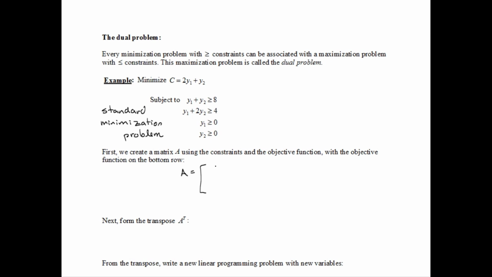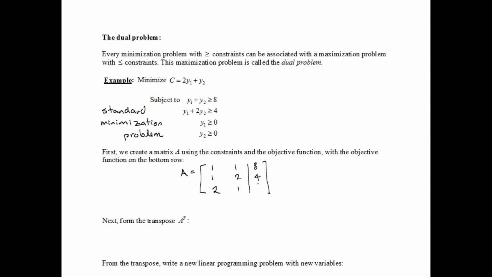So if I start with my constraints, first constraint gives me coefficients of 1, 1, and a right-hand side of 8. Second constraint, I have 1, 2, and a right-hand side of 4. That's all of my constraints. Now I move to my objective function. My coefficients of y1 and y2 are 2 and 1. So I'll put that here. And we don't have a constant on the right-hand side. We have a c that 2y1 and 1y2 is equal to.